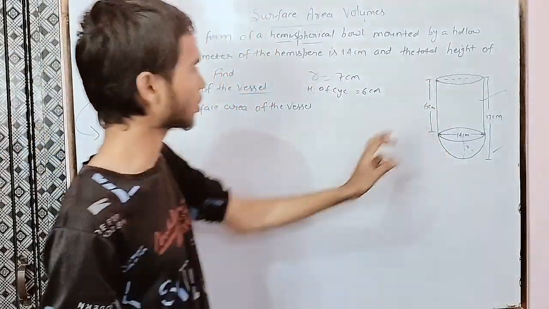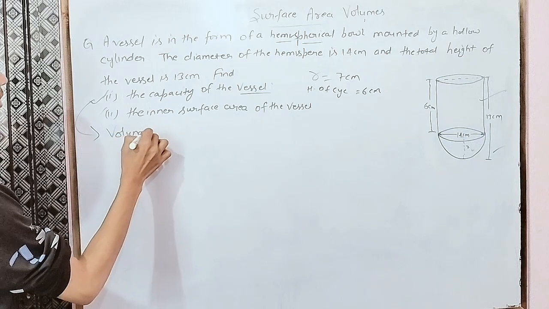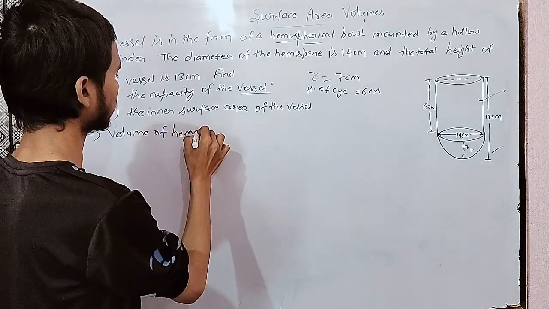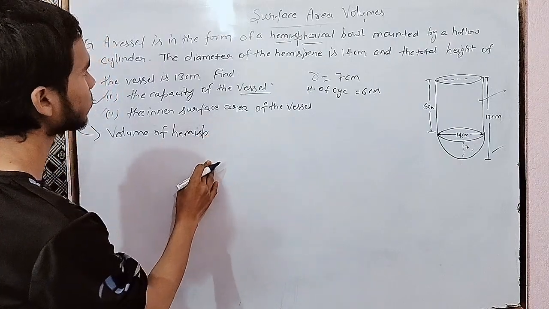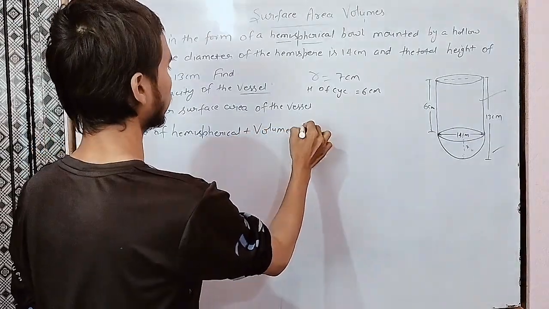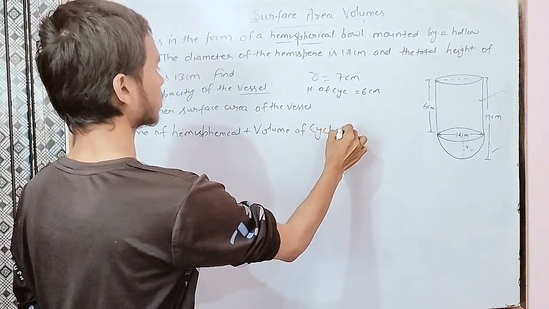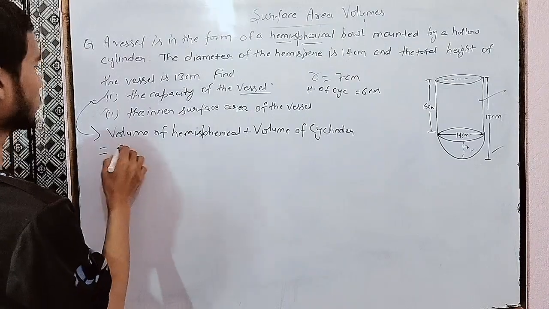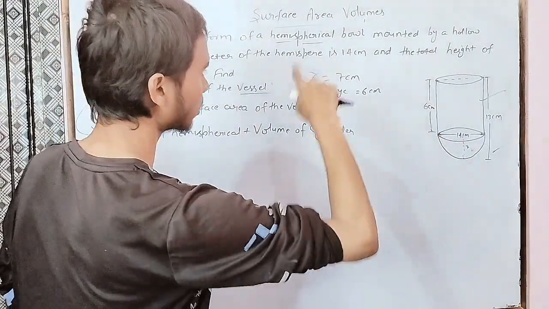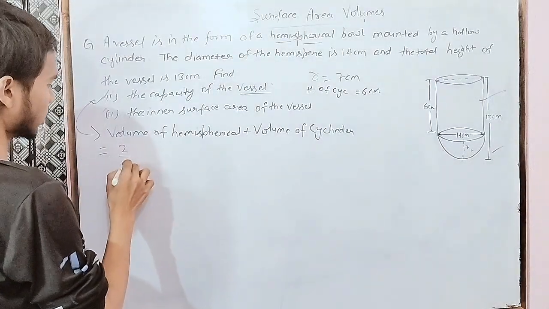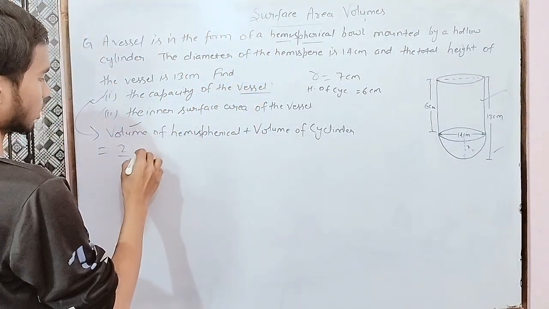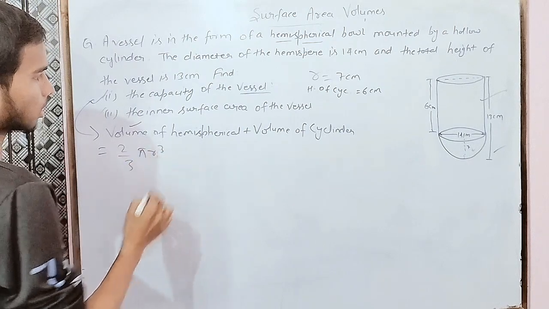First we will take the volume of the hemisphere and the volume of the cylinder. Clear? Now, this is not a sphere, that's why we are not taking 4 by 3. Rather than taking 4 by 3, we will take 2 by 3. So the volume will be 2 by 3 pi r cube.